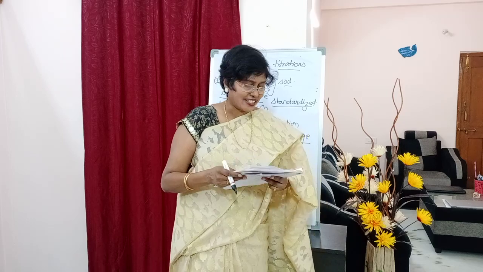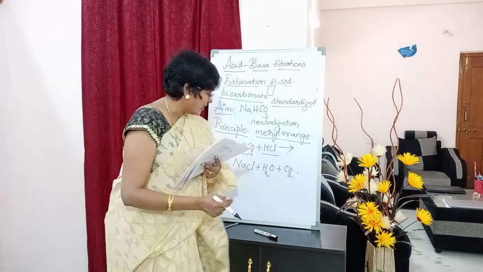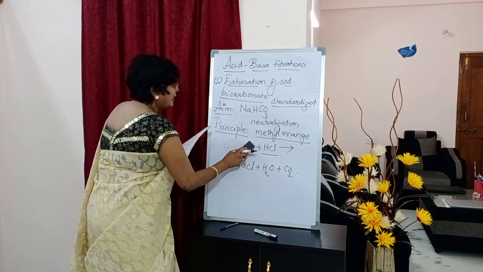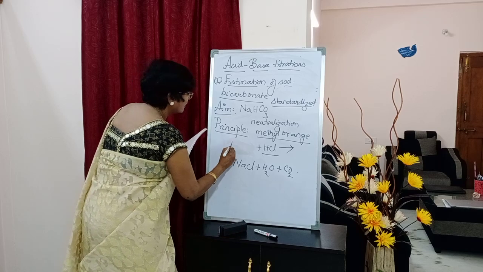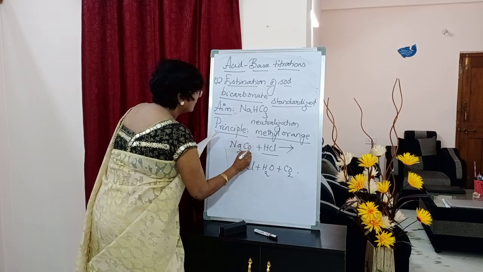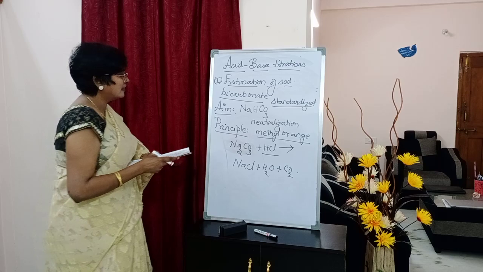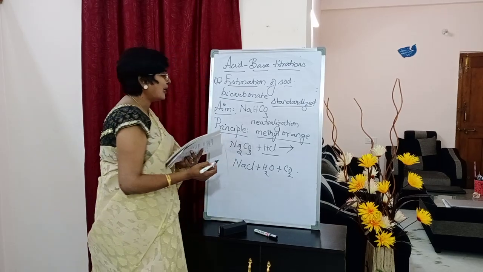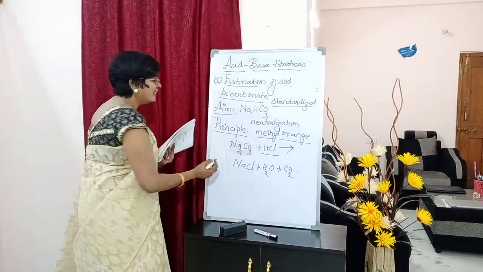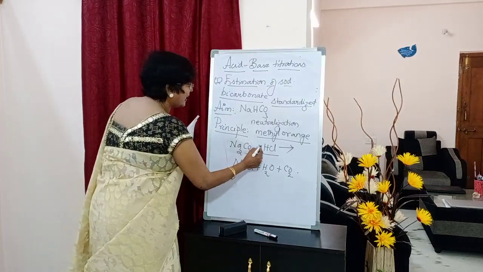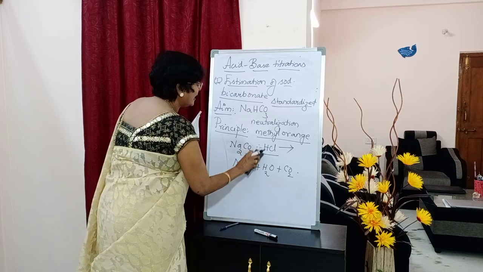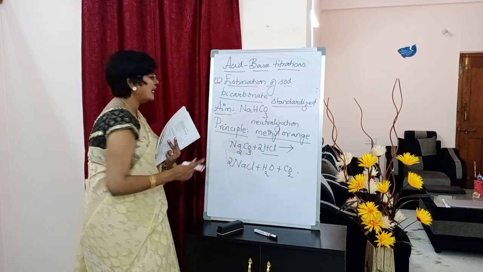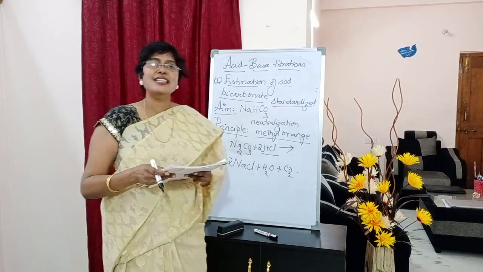Got it? Next. So, below write down the reaction. Na2CO3 plus HCl gives NaCl plus H2O plus CO2. Okay. So here this is not balanced. So you will be taking Na2CO3 plus 2HCl gives 2NaCl plus H2O plus CO2.